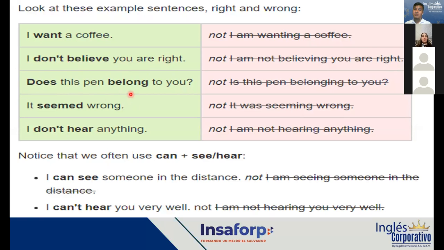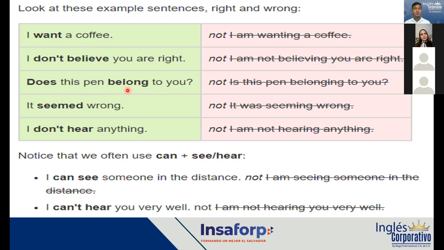Okay? So what happened with the verb belong? What does the verb belong mean? Pertenecer. Does this pen belong to you? No podemos decir, is this pen belonging to you? Porque si usted utiliza belonging, a partir de ese momento en inglés, ya no es el verbo pertenecer, sino que belonging son pertenencias. ¿Sí? That's why you gotta be careful with that, because if you use it in the continuous form, the meaning of the sentence will change drastically, okay? So we gotta be careful.